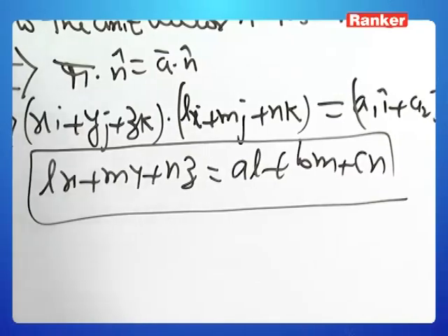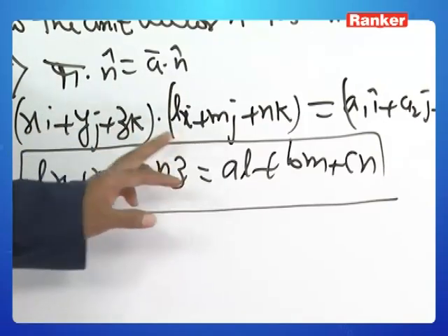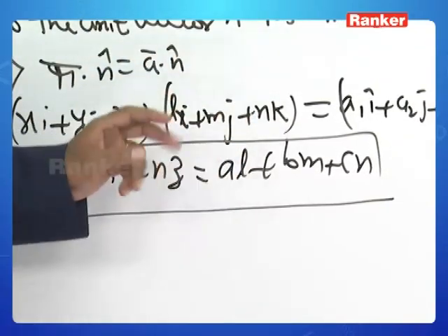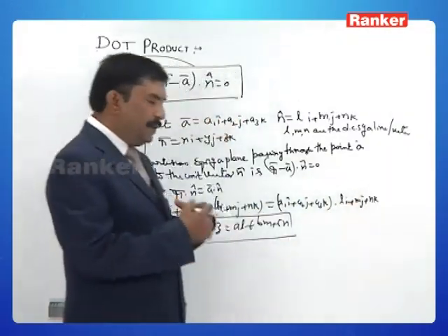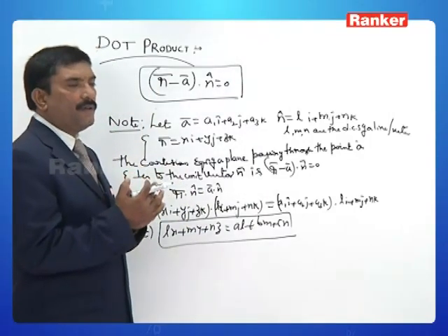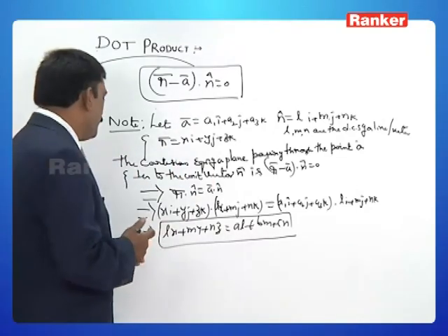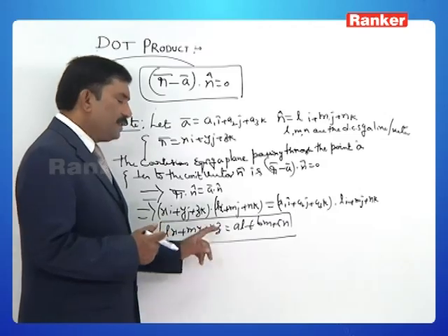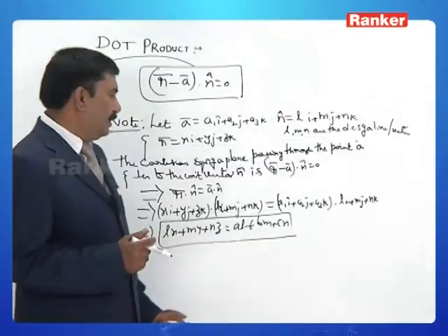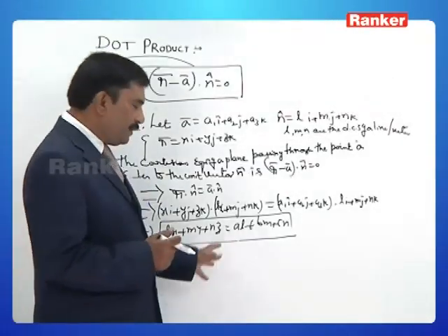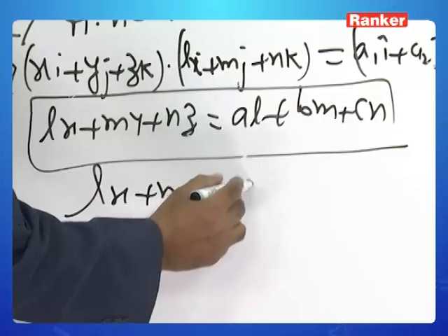Before that, one point to remember in this context: i dot i is equal to 1, i dot j is 0, i dot k is 0. Similarly, you have to take the dot product of each and every component vector with j as well as k. Therefore, Lx plus My plus Nz is equal to A1 L plus A2 M plus A3 N. This represents the Cartesian equation of a plane.